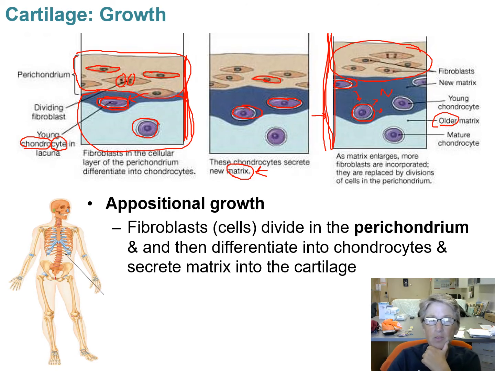Okay, and this type of growth has a special name. It's called appositional growth, and we'll see this again in more detail when we do the skeletal system. But appositional growth happens when these fibroblasts grow and divide in the perichondrium, then they differentiate into chondrocytes, and then they start secreting matrix into the cartilage. That's appositional growth.